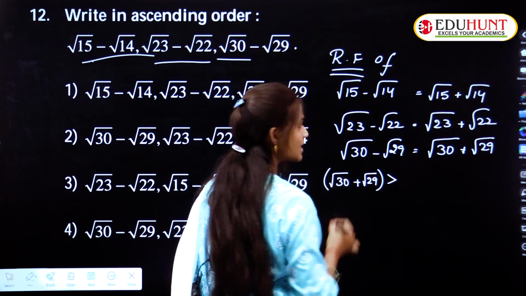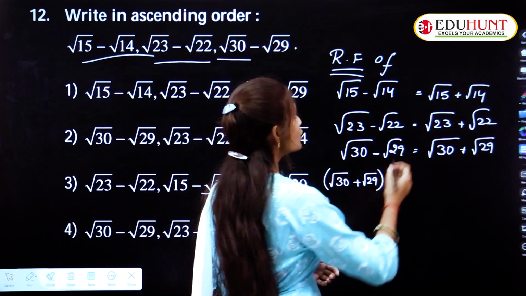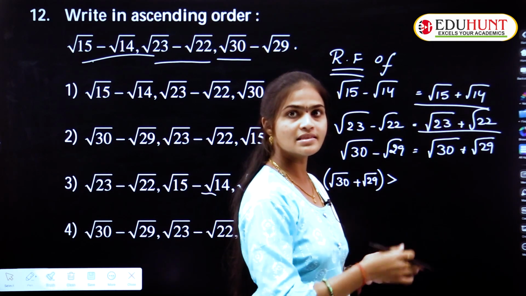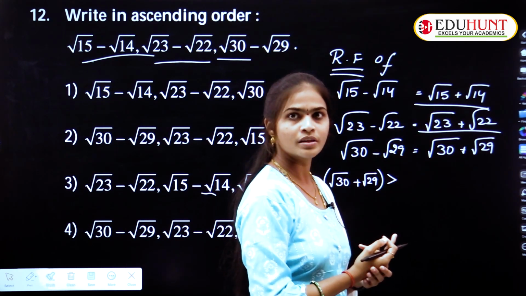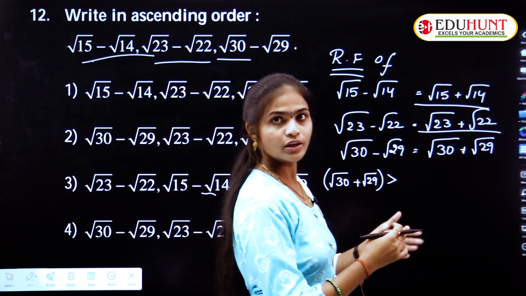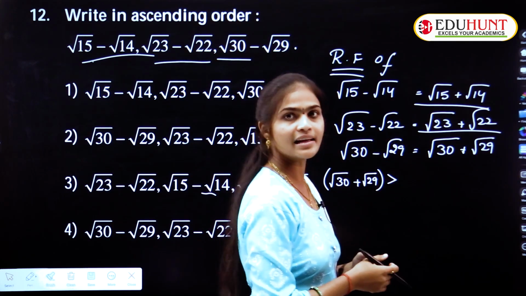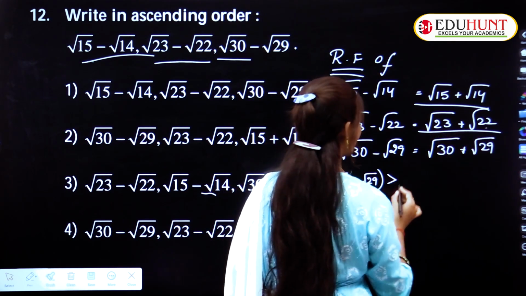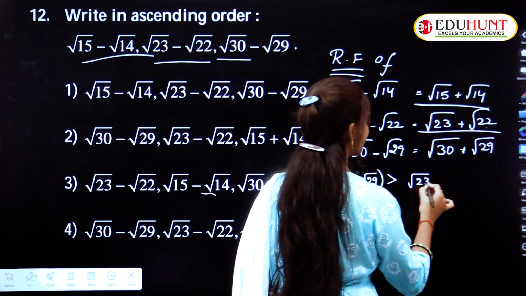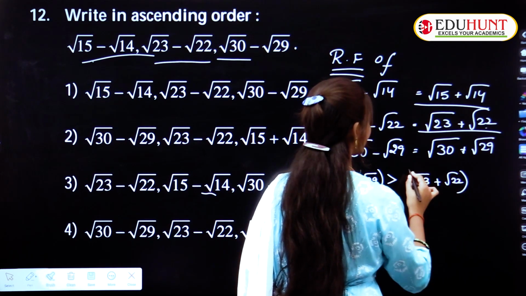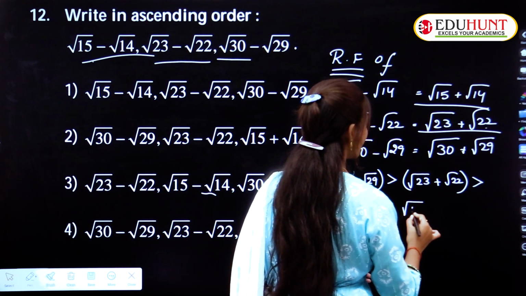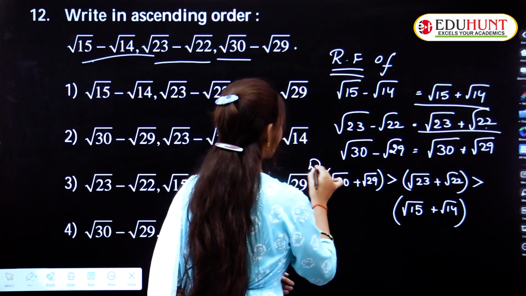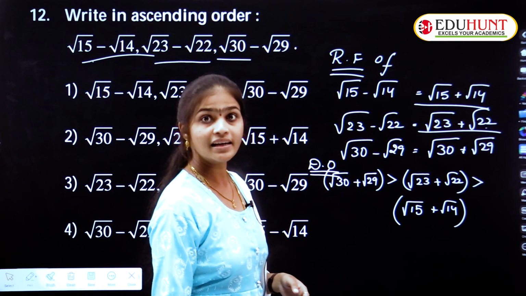This binomial surd is greater than the next greater one. So while observing these two, 15, 14 and 23, 22, which one is greater? Obviously 23 and 22. I am just comparing the radicands here. So the square root of 23 plus the square root of 22 is also greater than the square root of 15 plus the square root of 14. This is for descending order.